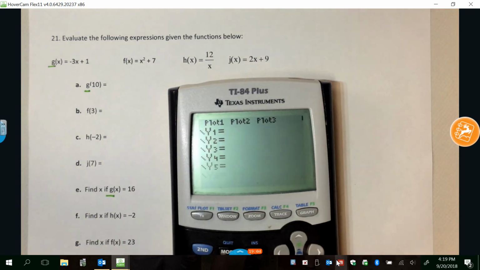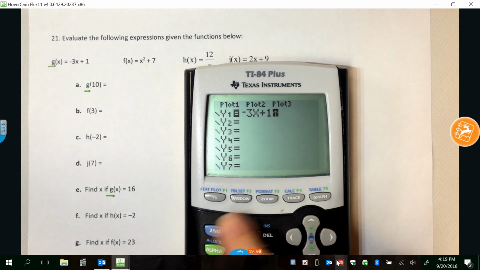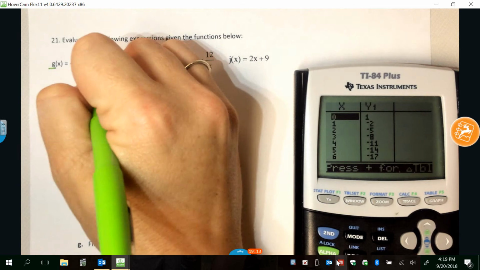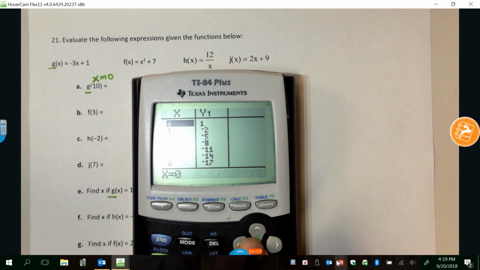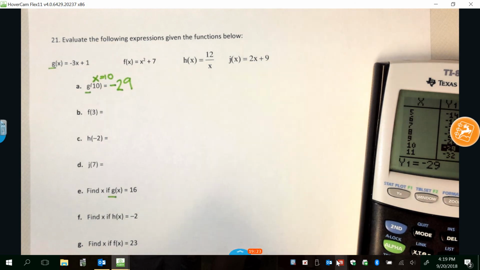So I'm going to type the G of x equation in my calculator, negative 3x plus 1, second graph. So this is telling me, remember, when it's in the parentheses, that's telling me x equals 10. So that means I'm looking for y. So I'm going to go to where x is 10 in my calculator, and my y is negative 29. So this equals negative 29.